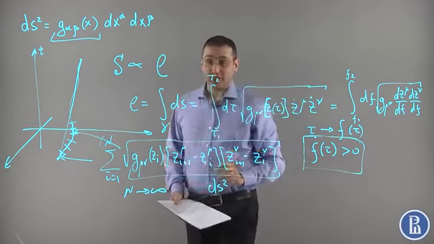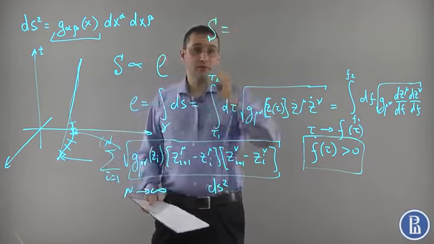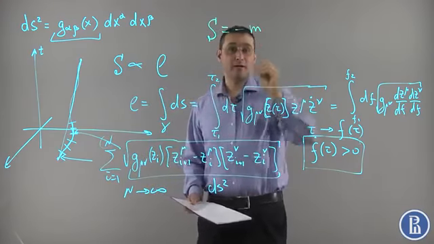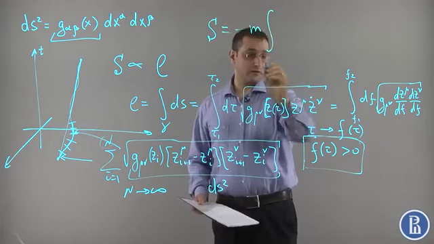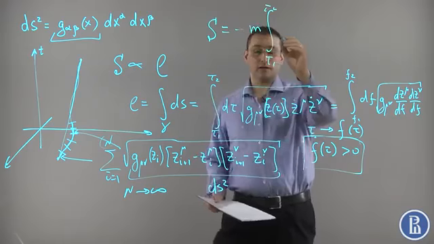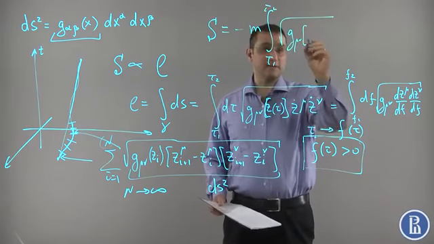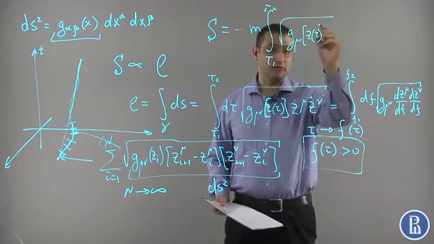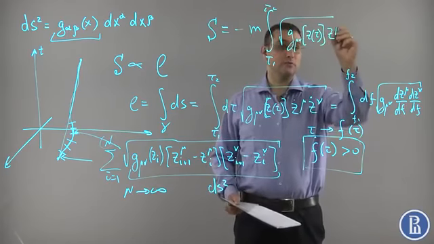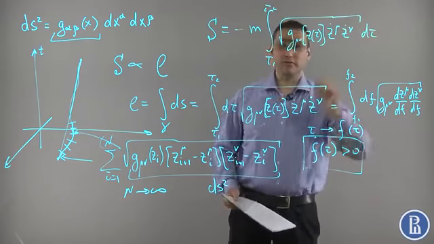So the action then is just minus m times the integral from tau 1 to tau 2 of the square root of g mu nu of z, which is a function of tau in its own right, z mu dot, z nu dot, d tau. So this is the action.